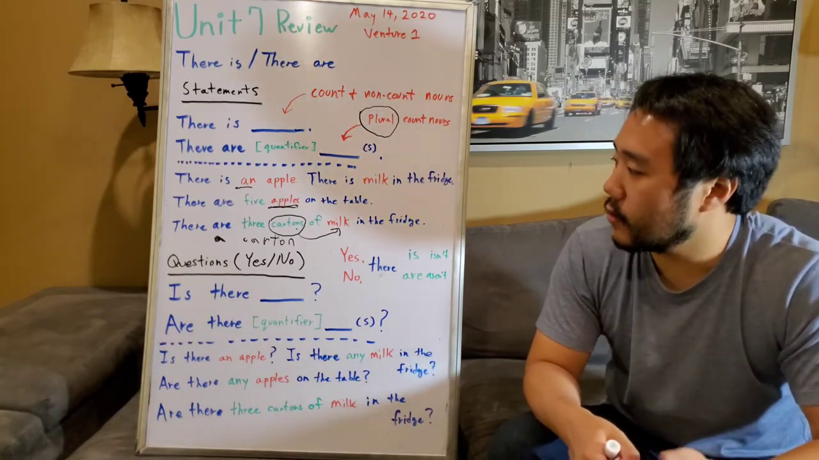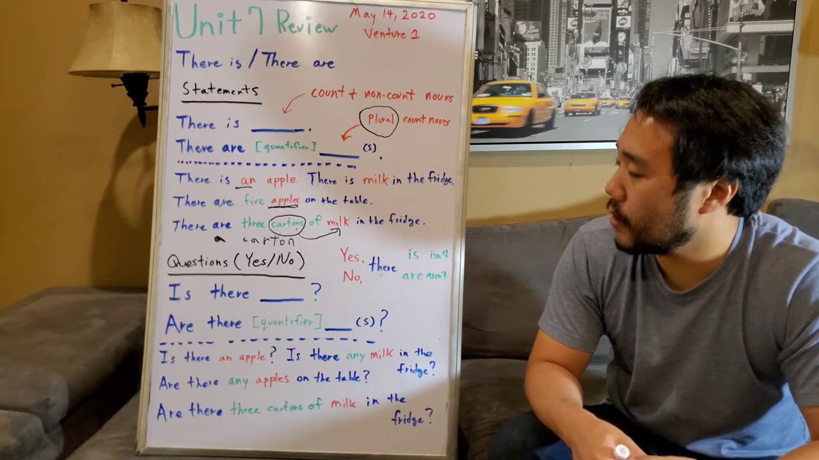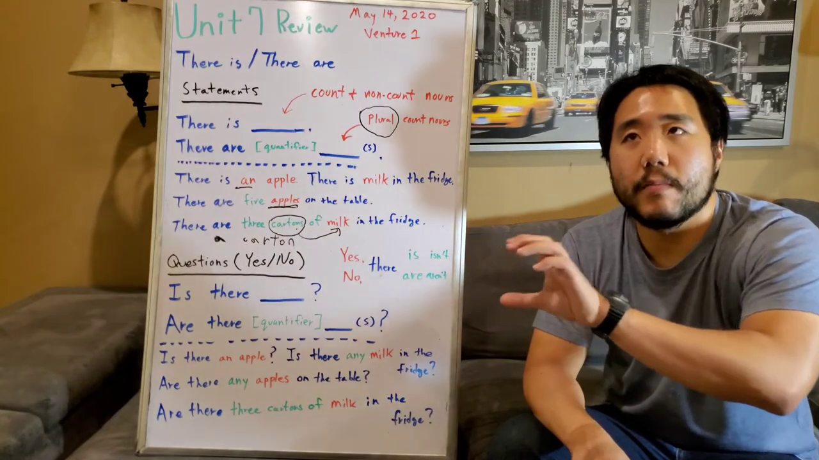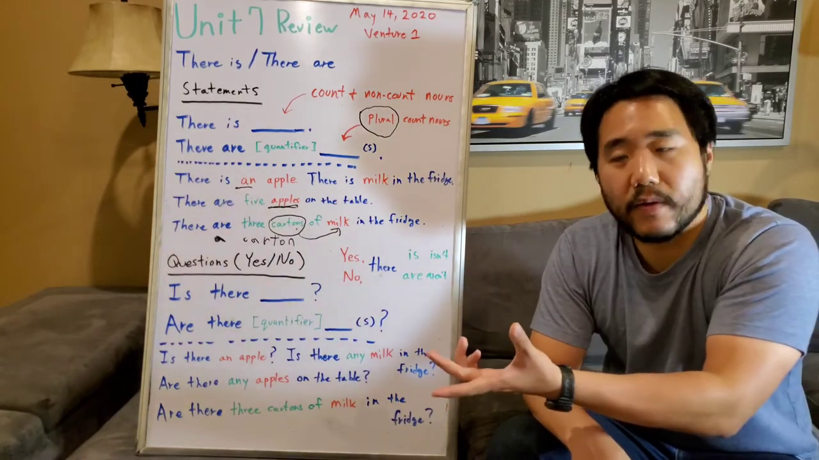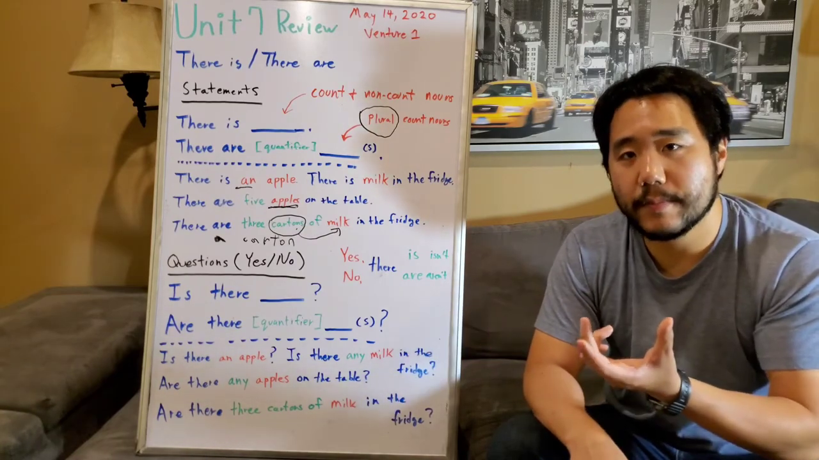C-A-R-T-O-N-S. So there are 3 cartons of milk in the fridge. Yeah. So it's important to remember the singular and plural forms of the noun itself, and then the partitives, right?